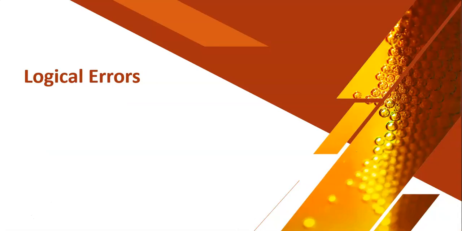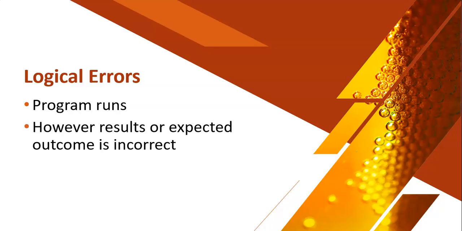Now, the logical error is when the program will still run. It will still compile and it will still run. So there's no error message that pops up, no red line, no indication of what's the problem. The problem is that the result or the outcome of the program is not what you think it should be or not the way it should work out. So it could give incorrect results. The formula could be incorrect, things like that.